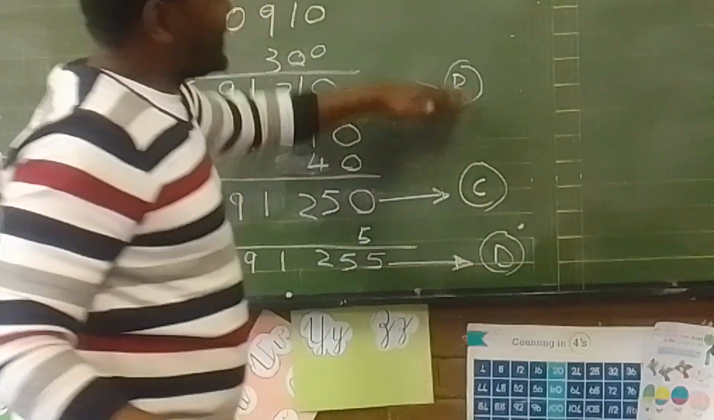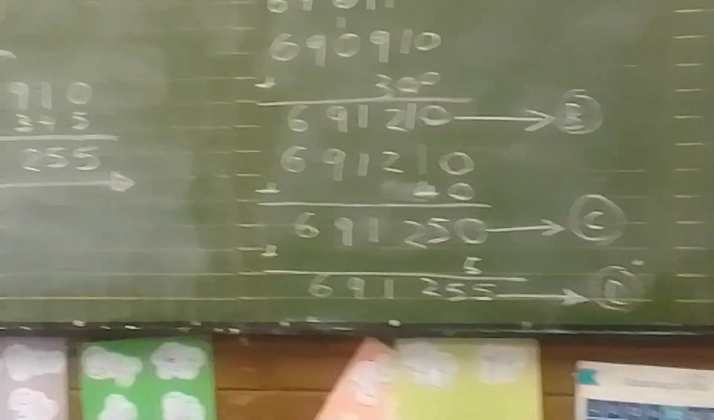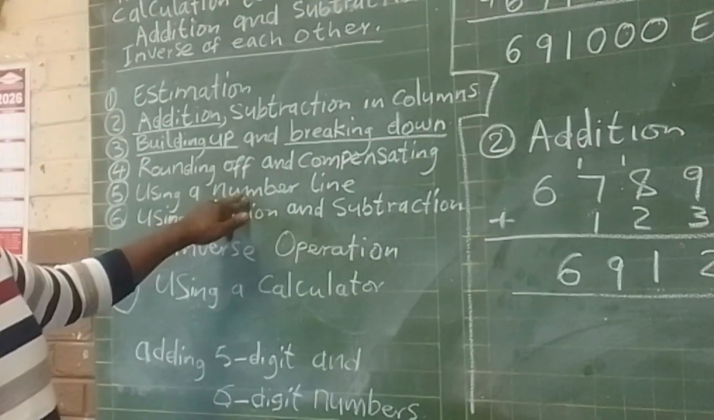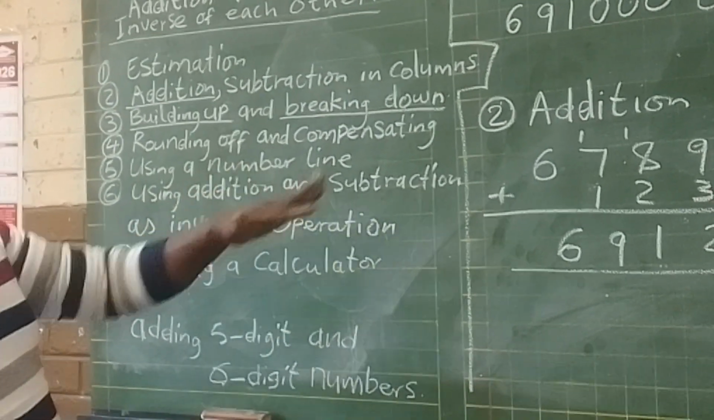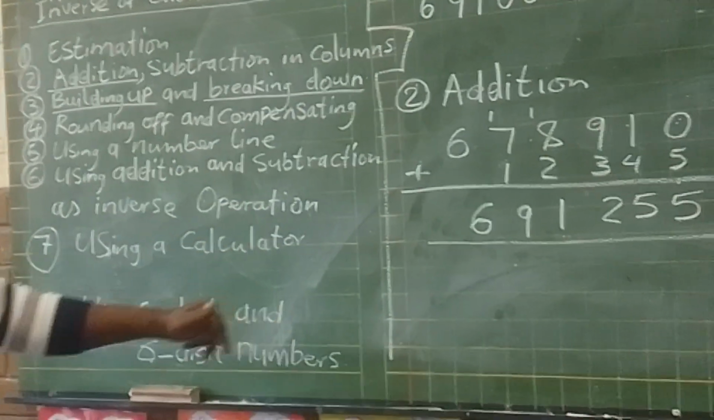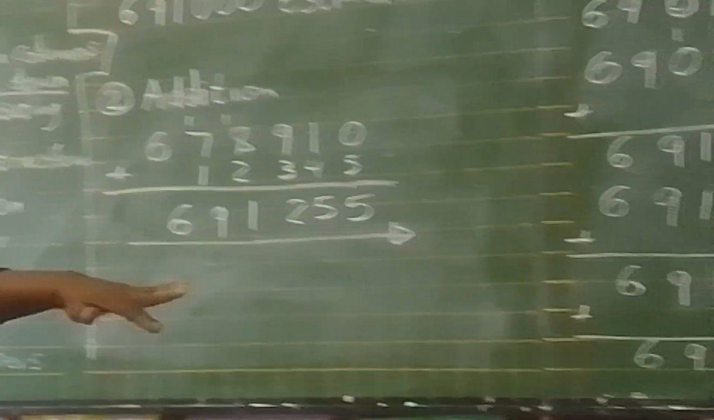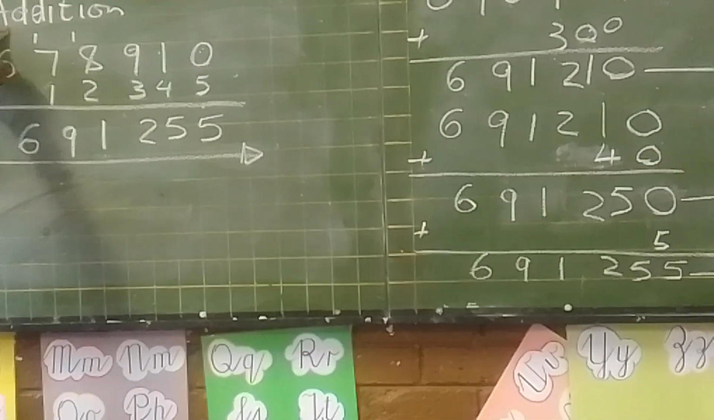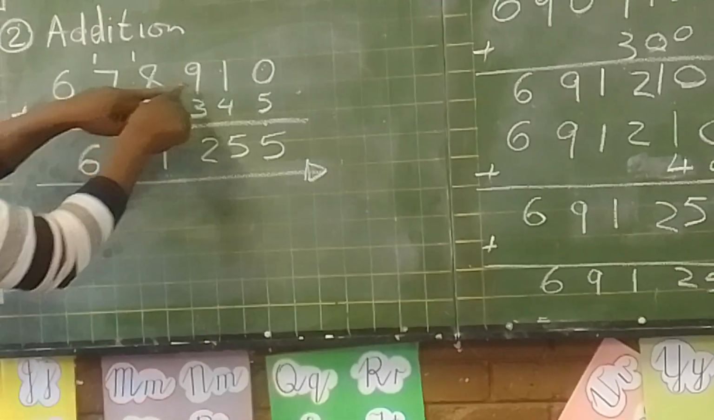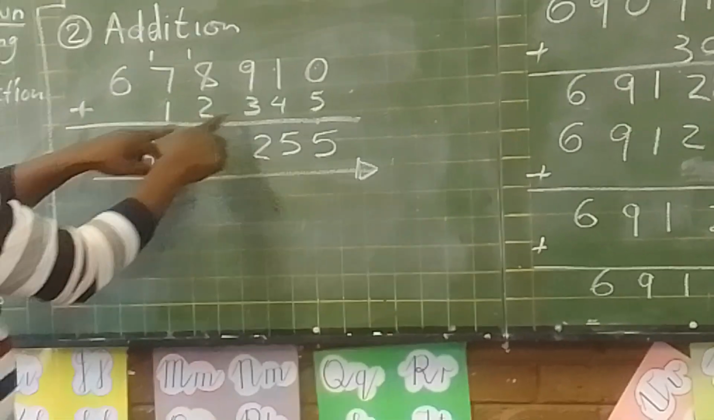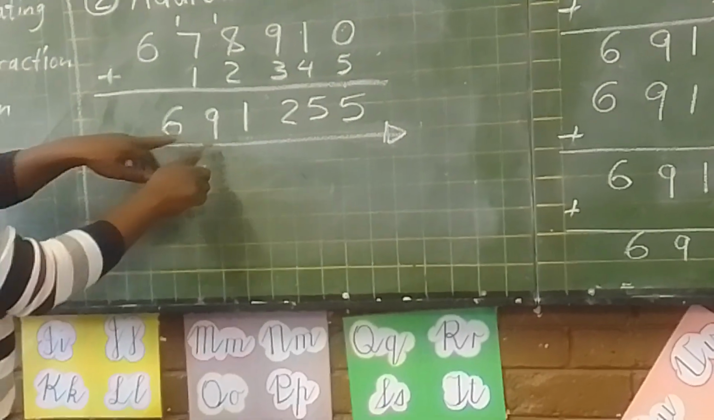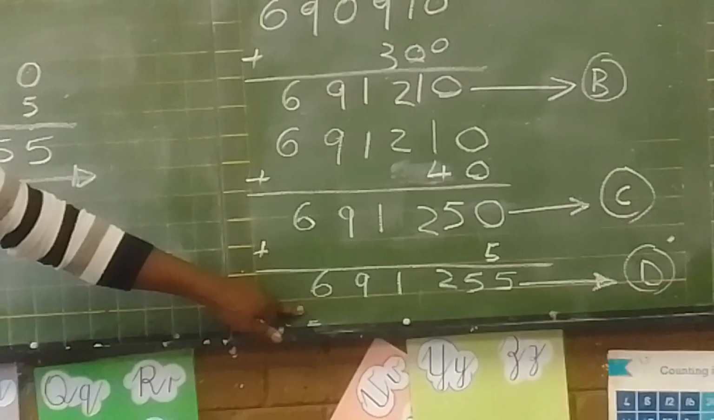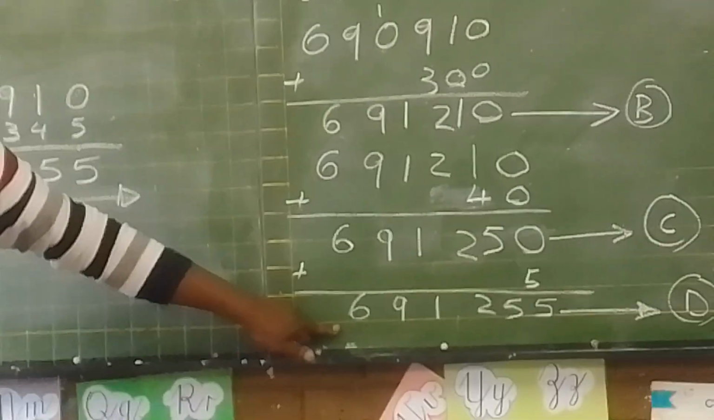I'm calling this, guys, because we are going to use this number 3 to do what? To use it for number line. That is why I call it A, B, C, and D. Right, we are done with this. If you can check very well, you have added number 2. We have added 6, 7, 8, 9, 10, 2, 1, 2, 3, 4, 5. It gives us 691,255. This is the number that you have got. It shows that what you are doing is correct.